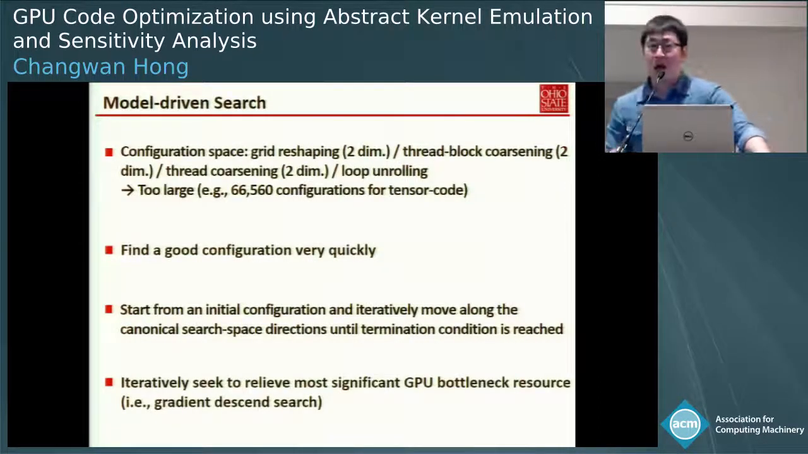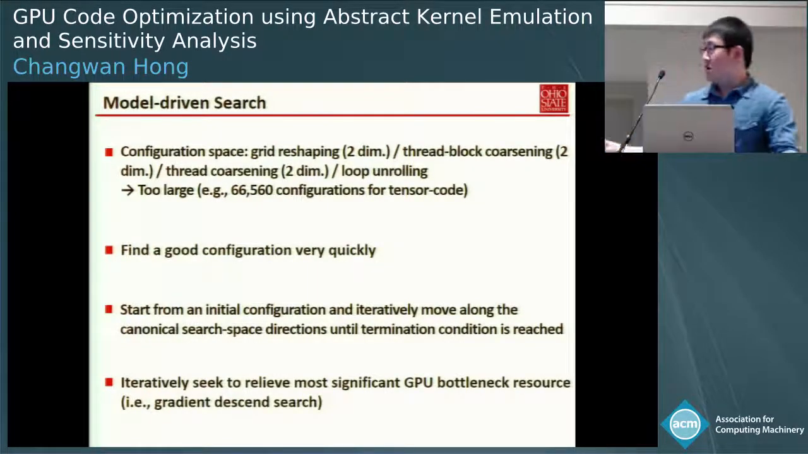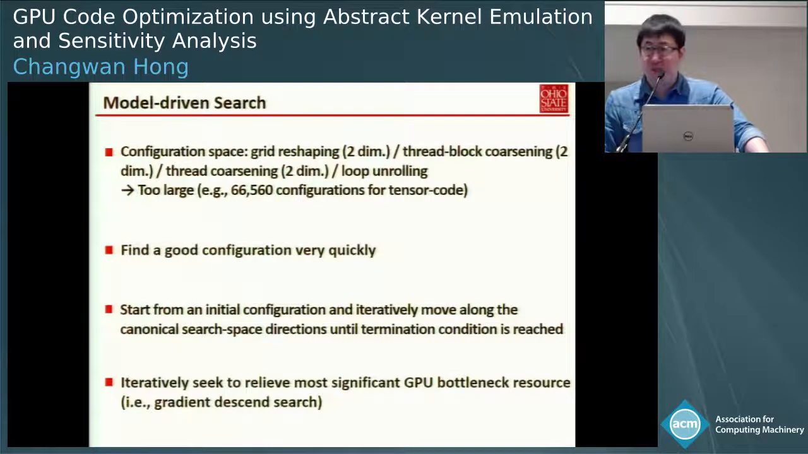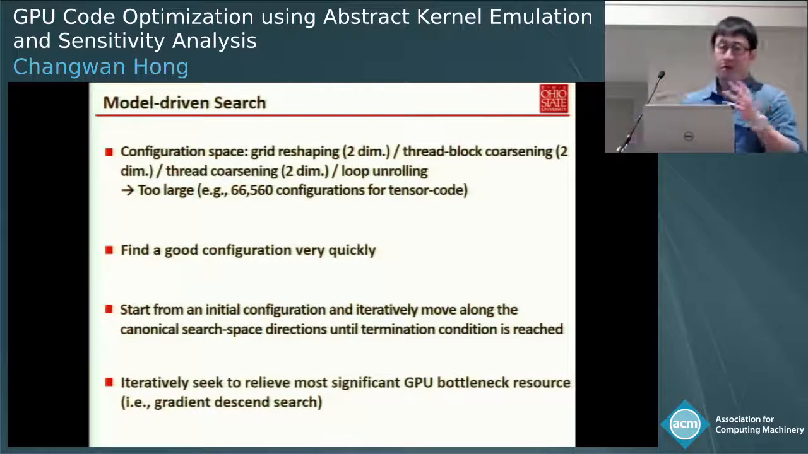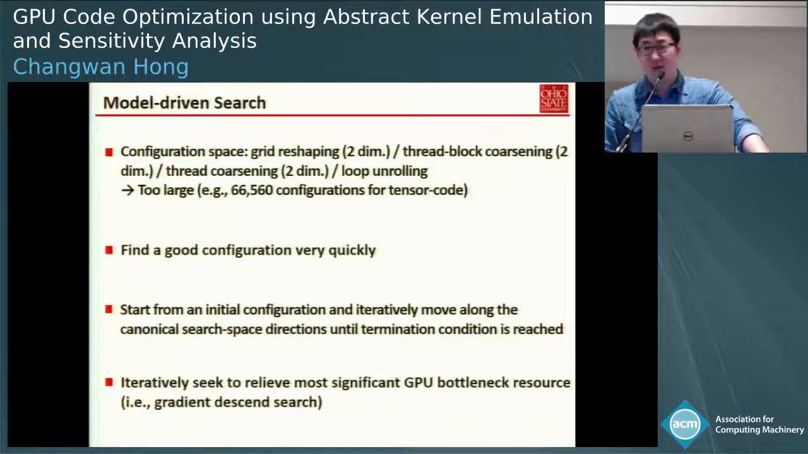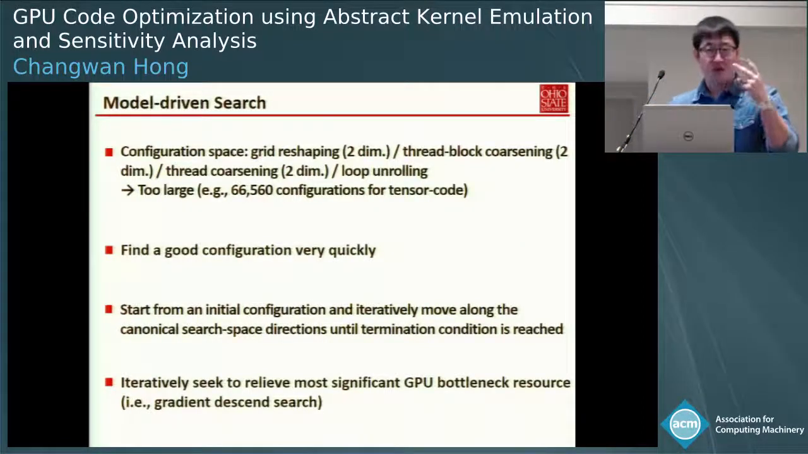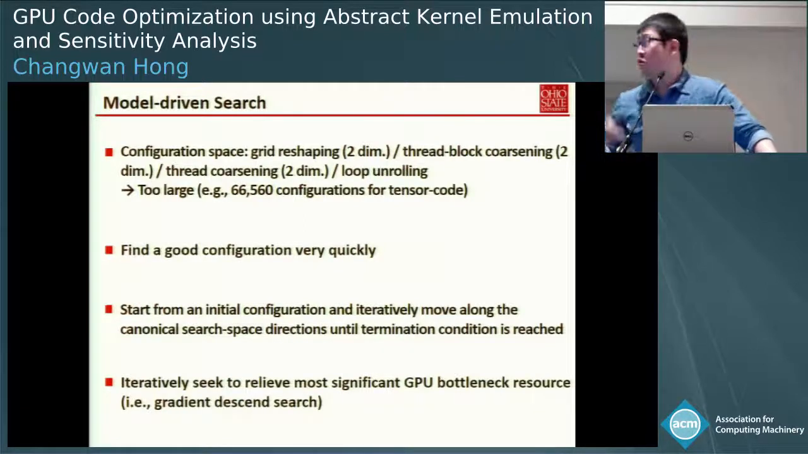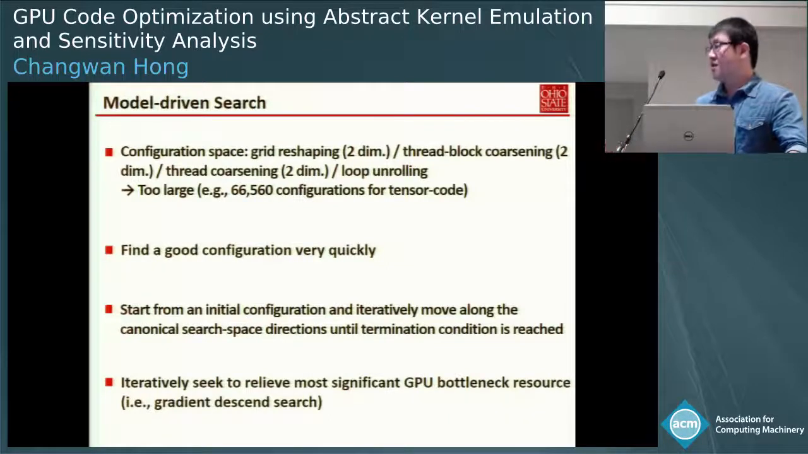Now, let me explain how Sake can be used in automatic code optimization. In automatic code optimization, we considered the configuration space as grid reshaping, thread block coarsening, or loop unrolling. This configuration space, for example for a tensor contraction code, has about 66,000 configurations. So the strategy to find a good configuration in a short time is very important. The goal of our heuristic model-driven search is finding a good configuration in a very short time.